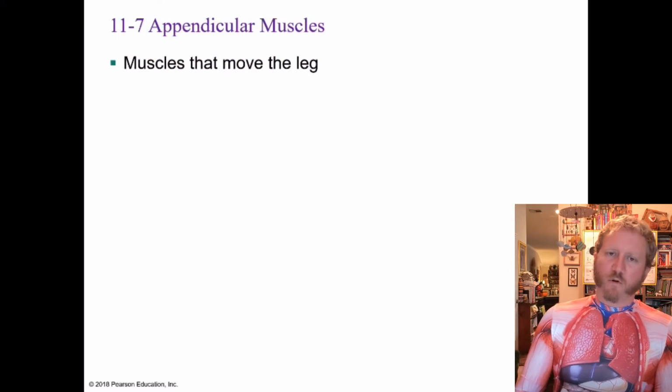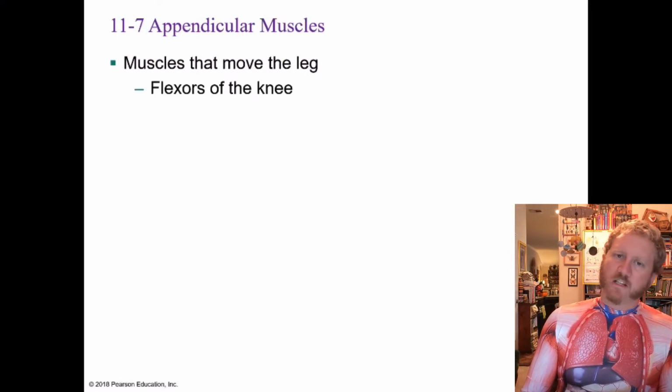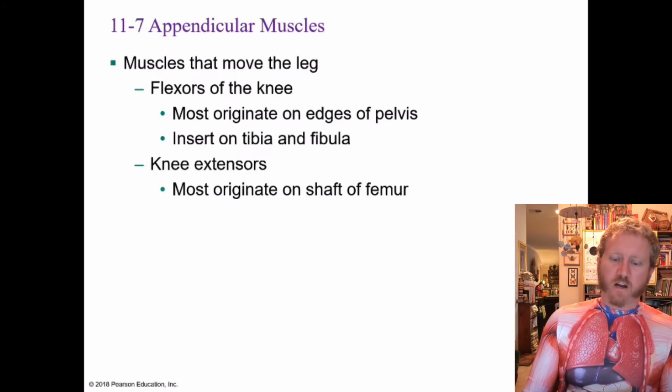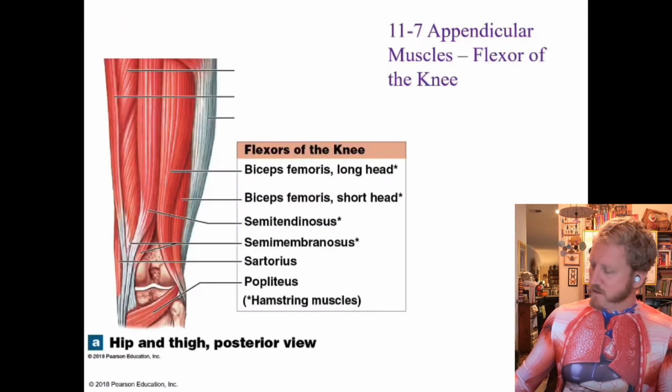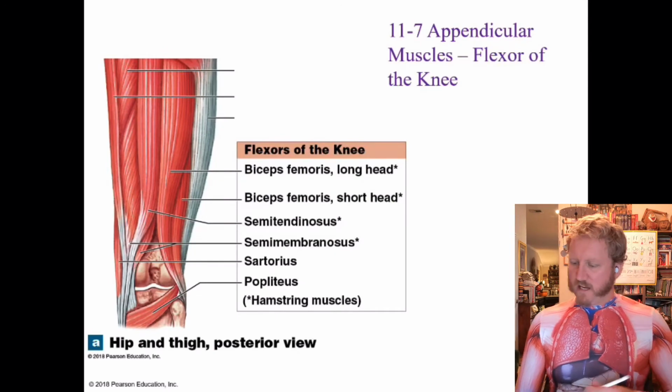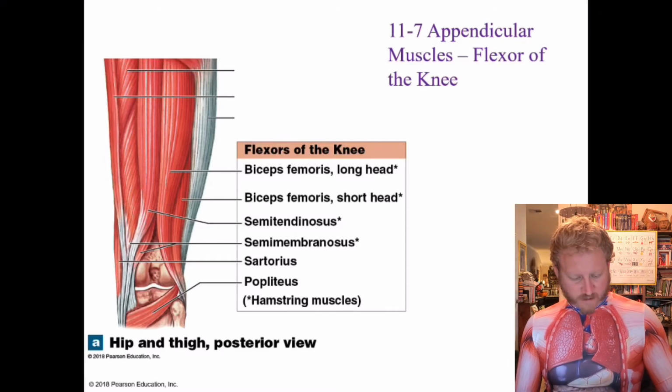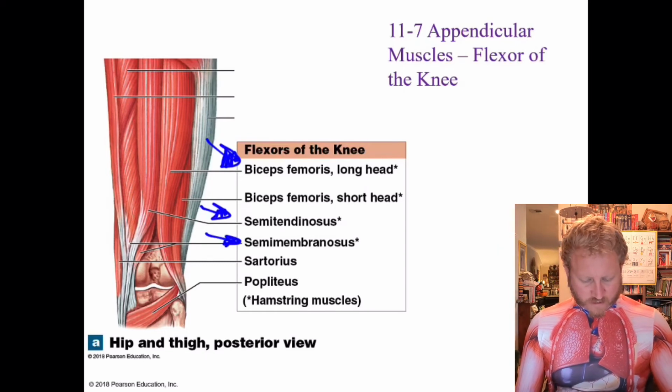Other appendicular muscles, the muscles that move the leg, include flexors of the knee. Most of these originate on the edge of the pelvis, and they insert on the tibia or the fibula. The knee extensors are going to originate on the shaft of the femur and insert on the patella. Starting off with the flexors, we have the hamstring group. The hamstring group are the biceps femoris, the semitendinosus, and the semimembranosus. So let's look at these real quick.